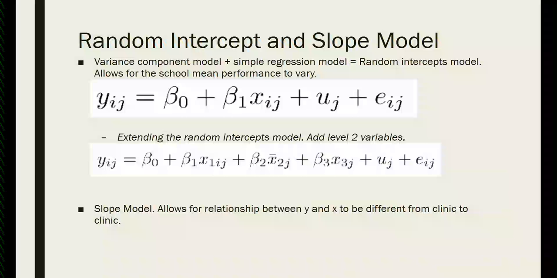This allows for the mean performance to vary. In our case, it wouldn't be school, it would be the clinic, mean performance to vary. You can extend the random intercept model by adding level 2 variables down below. And you can also fit the slope model, which allows for the relationship between Y and X to be different from clinic to clinic.